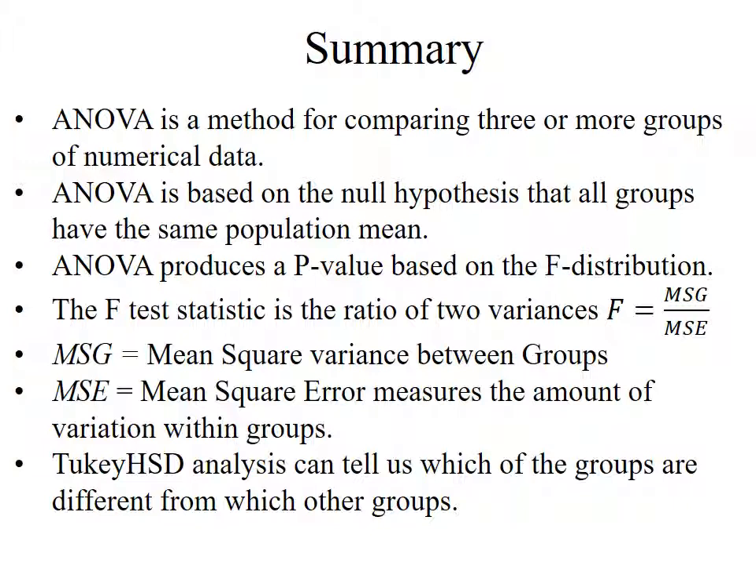And so if I get a big number, that means at least two of the groups are very different from each other. And if I get a small number, it means that the differences between the groups are small relative to the variation within the groups. And then once we've got that, if we get a statistically significant difference, and I want to know which groups are different from which other groups, we can run a Tukey HSD analysis, and that can tell me something about which ones are different from which other ones.